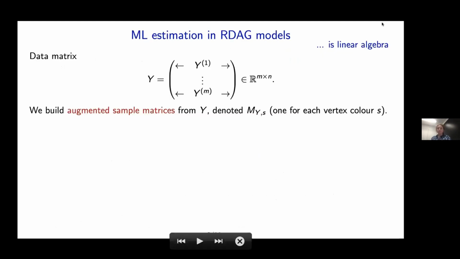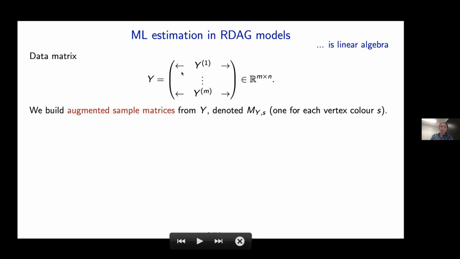Okay, so maximum likelihood estimation in RDAG models is linear algebra. So if it's linear algebra, what are the matrices that are involved? Well, we start with our data matrix, Y, where each of the rows corresponds to one of the nodes in our graph, and each one of the columns corresponds to a sample. This data matrix may be transposed from the way that you might usually think about a data matrix. The columns are our samples.